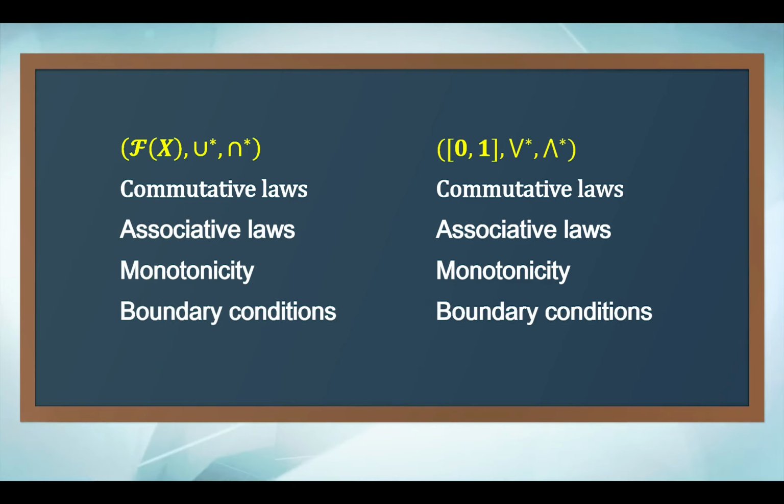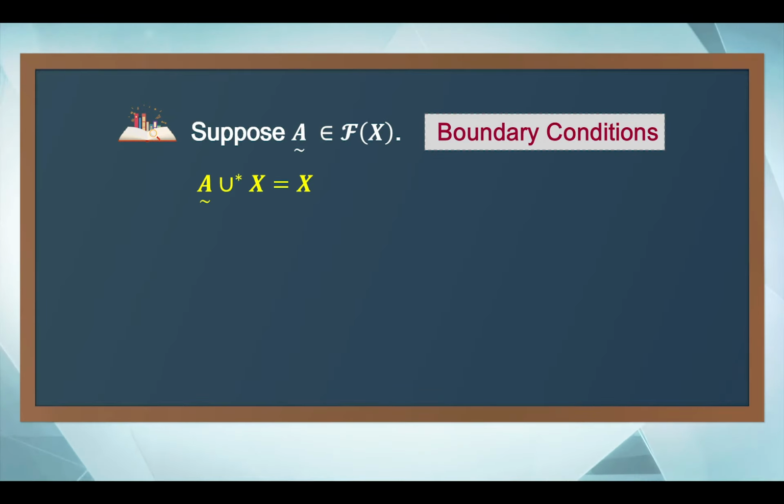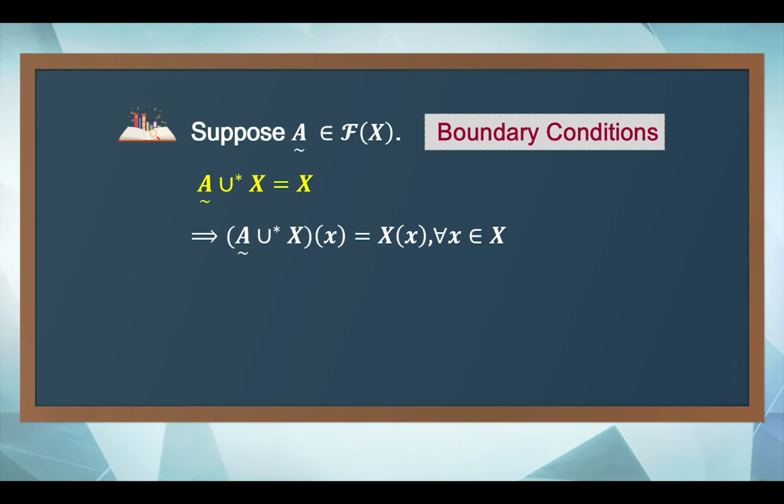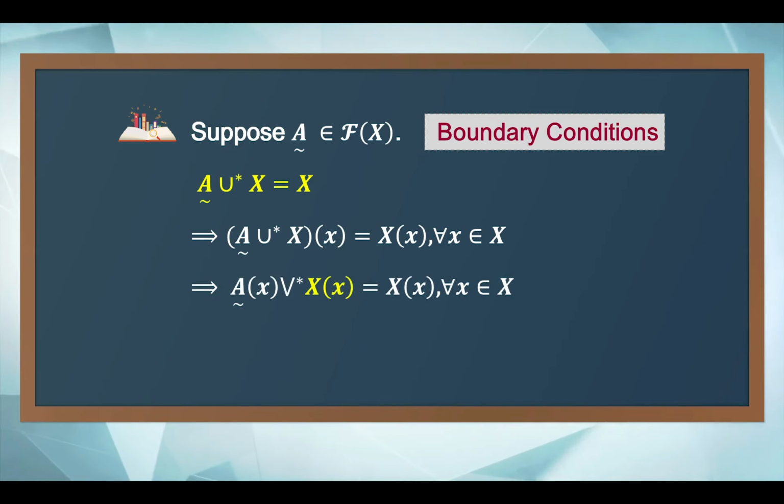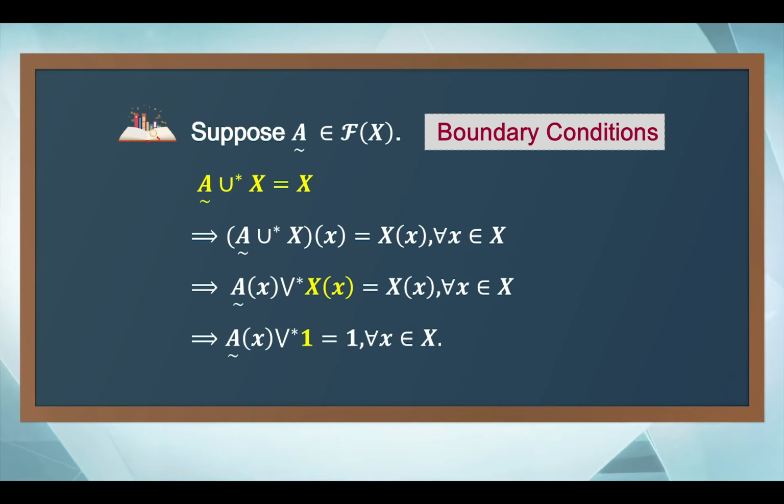As to the boundary conditions, let's check them one by one. If the generalized union of A and the universal set is the same as the universal set, then the generalized union of A and the universal set of X is the same as X of element X. In other words, the generalized maximum of A of X and X of element X is the same as 1. That is, the generalized maximum of A of X and 1 is the same as 1.